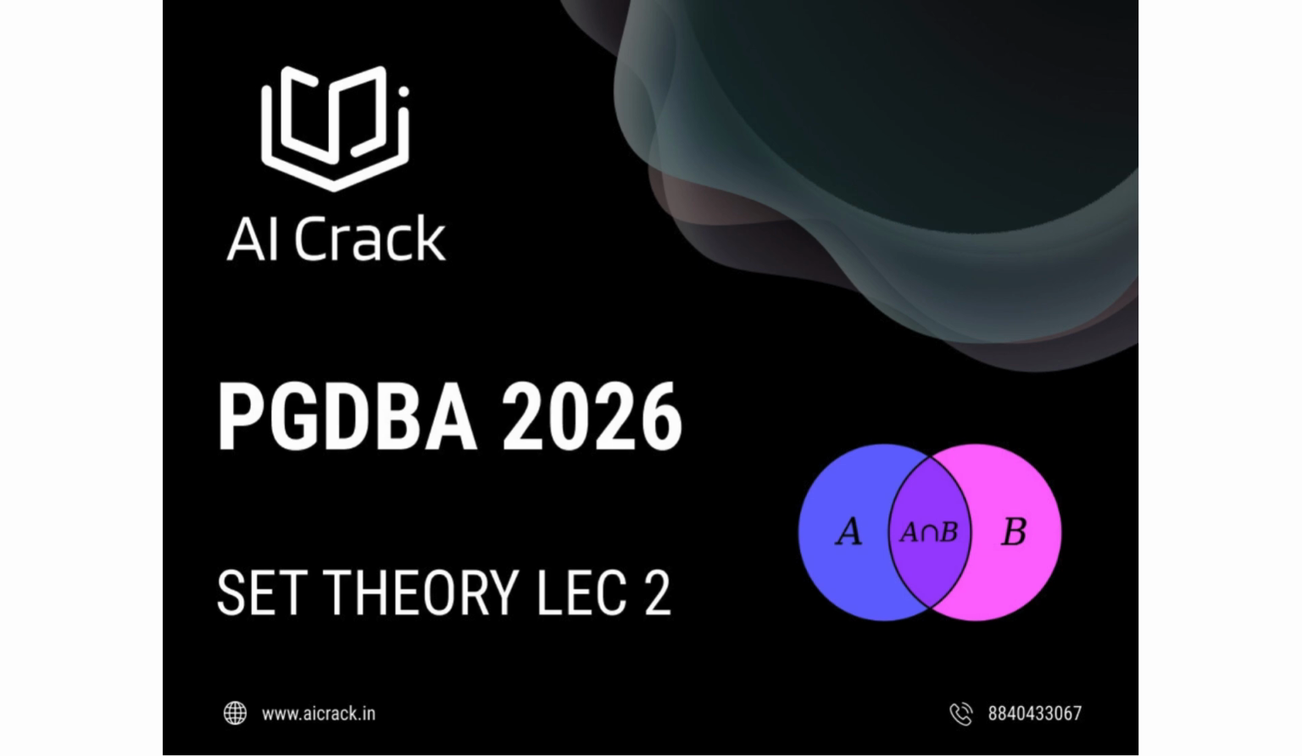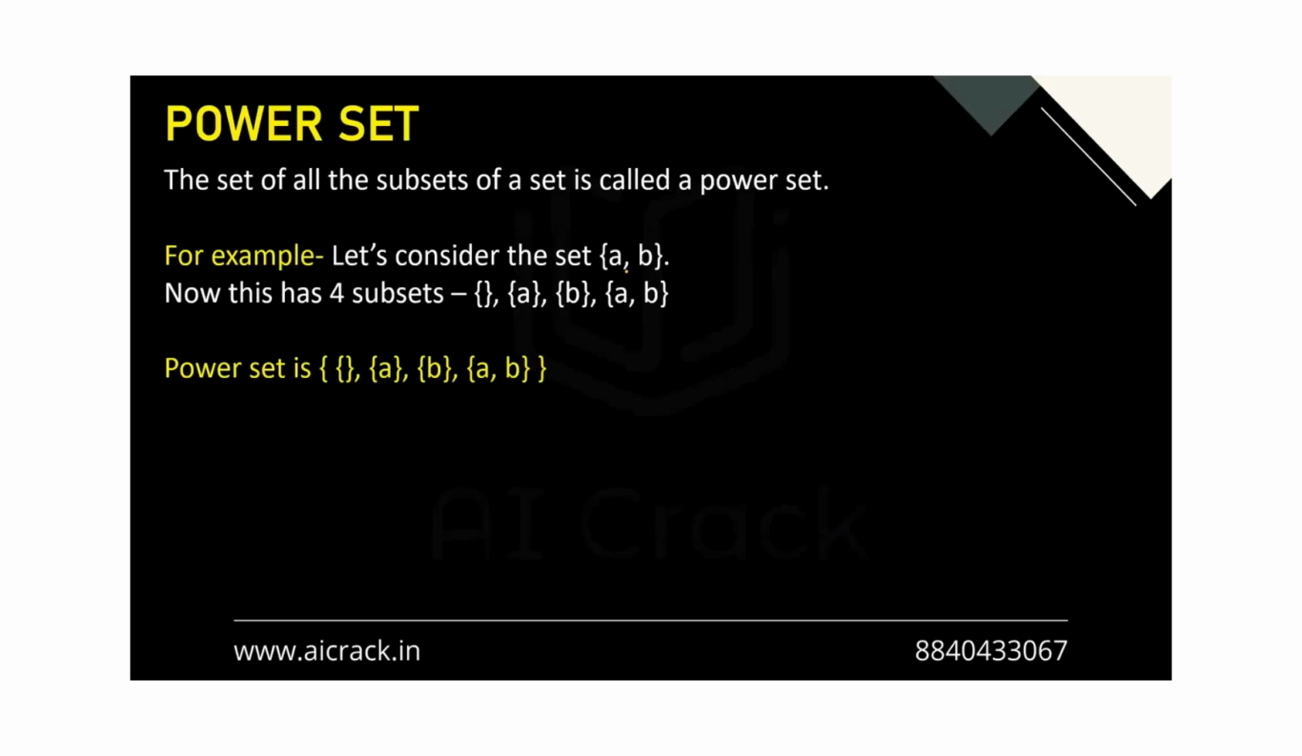So let's get started with our second lecture on set theory. So let's try to understand what is a power set. The set of all subsets of a set is called a power set. So let's take a basic example. Let's say we have a set A comma B. We have just two elements A comma B over here.